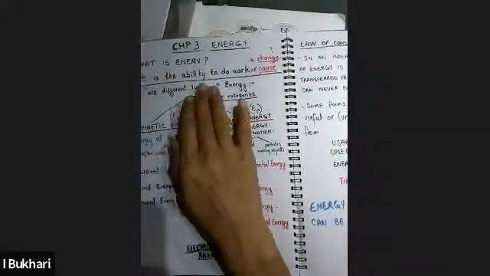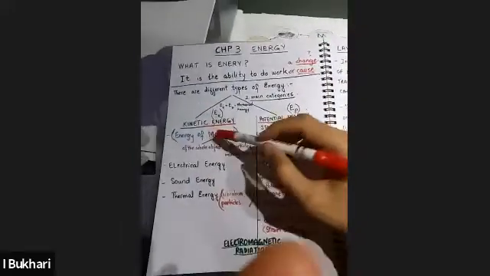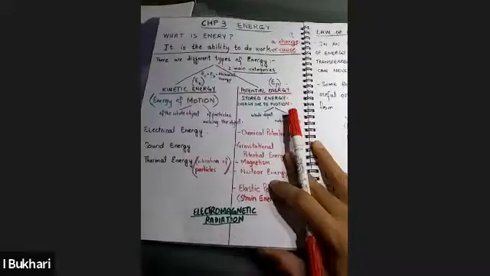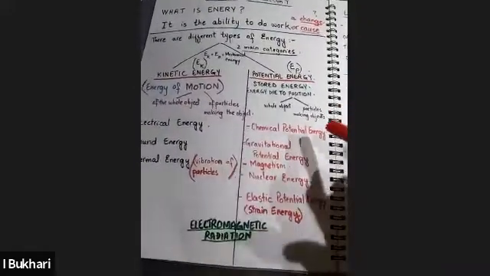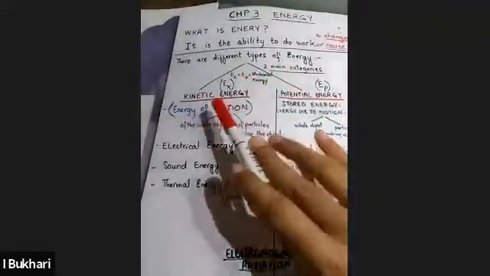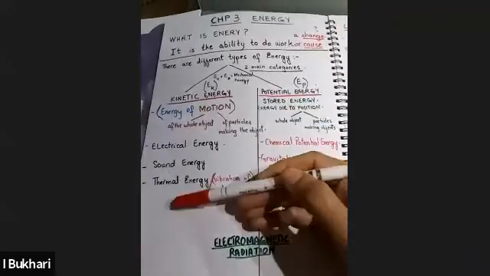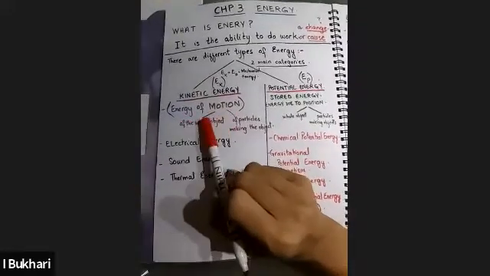Now, there are different types of energy. The two main types that we will deal with are kinetic and potential energy, right? But there are other types of energies as well. But kinetic and potential are the two main types, and then we have subtypes. In kinetic energy, remember, kinetic energy is the energy of motion, energy of movement.